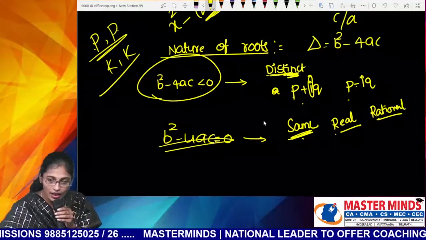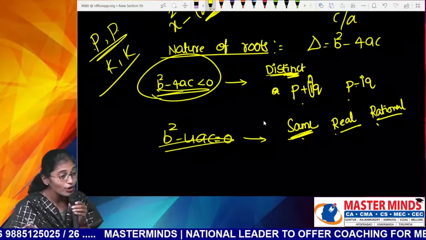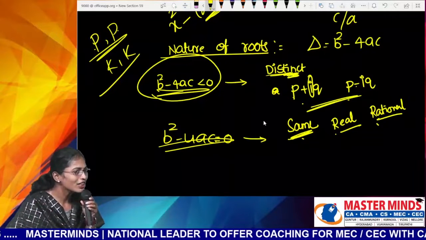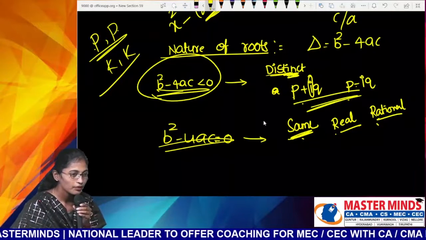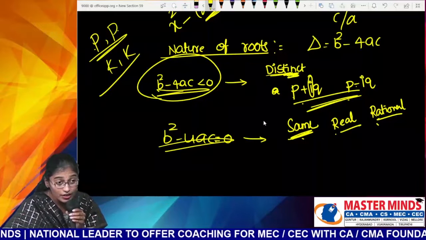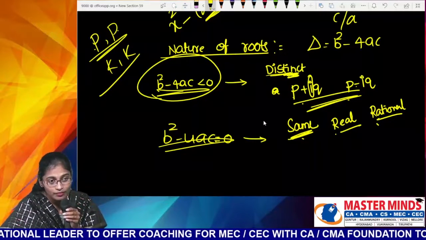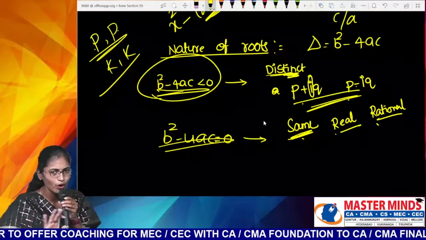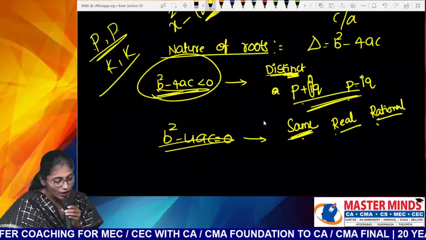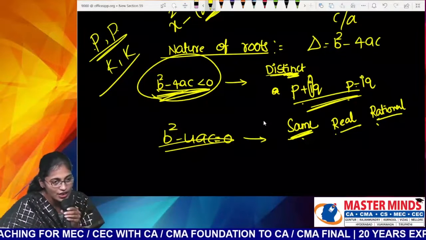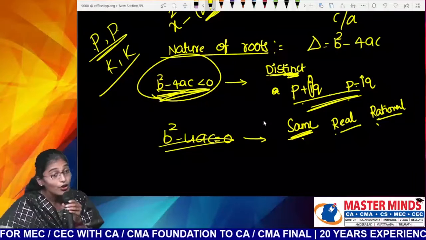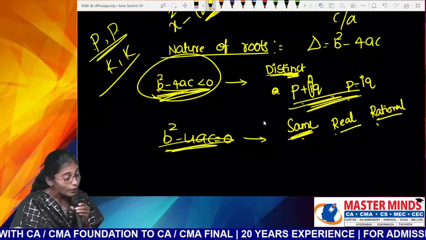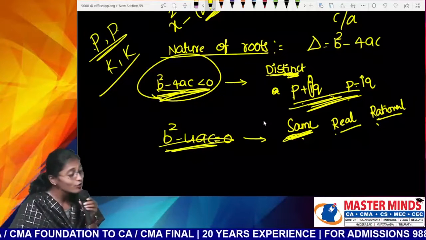Same, real. When b square minus 4ac is less than 0, roots are distinct. What are the roots? p plus iq and p minus iq. How do you call them? Conjugate complex numbers or complex conjugate numbers. It's up to you. Whatever is comfortable for you, follow the same. So when b square minus 4ac is less than 0, what is the nature of roots? Distinct. How do you call the roots? Conjugate complex numbers.